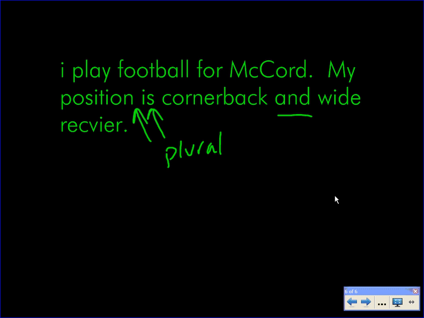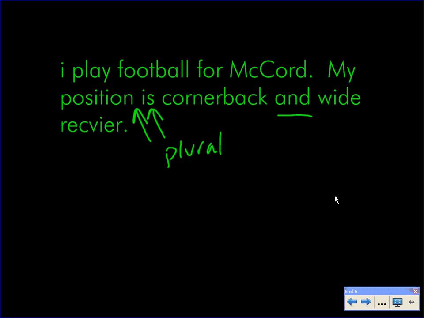Jacob? I play cornerback and wide receiver fourth quarter. That's what I was thinking. However, Jacob, what word have we lost when you do that? I play cornerback and wide receiver for McCord. What important word have we lost? I'm sorry? Yes. So how do you add that word back in? Because we might need it. There you go. I play cornerback and wide receiver for McCord football.